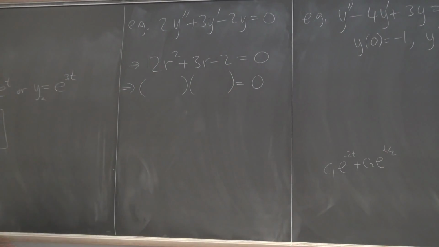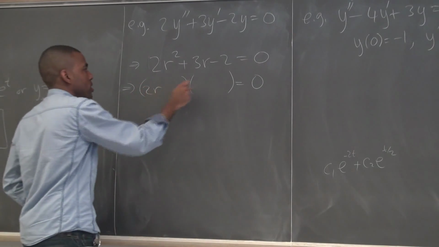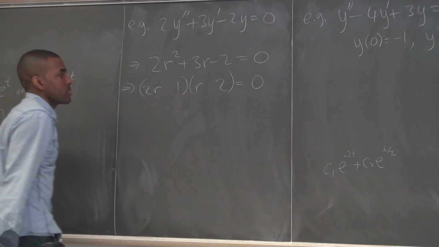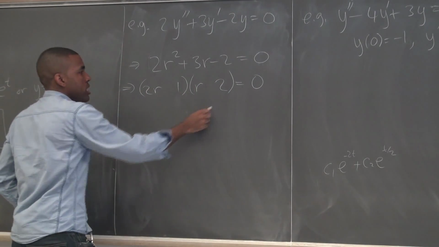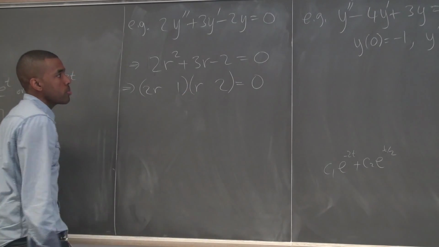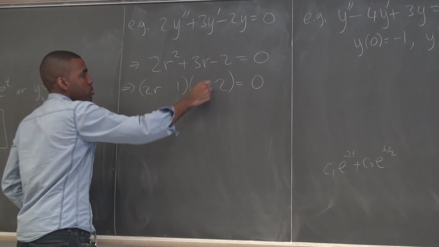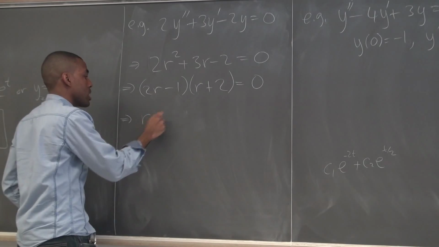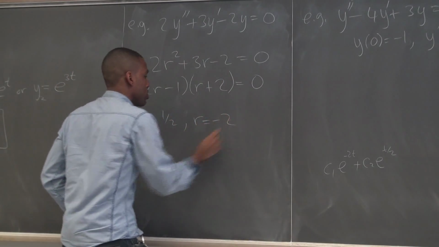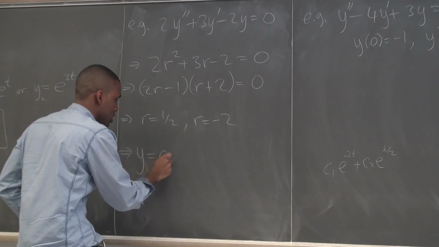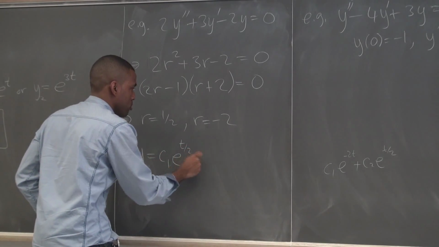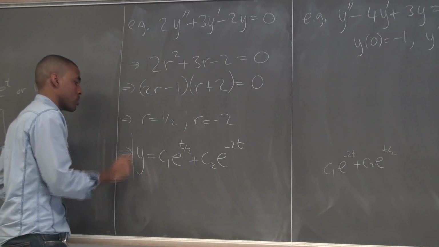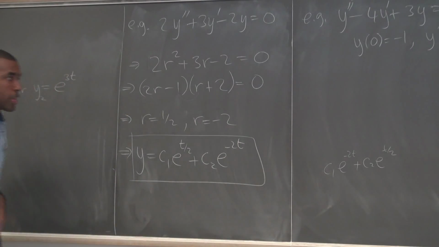We could do the quadratic formula, but I'd probably prefer to factor first. So this here gives us 4, this here gives us 1, and I want to get to a plus 3, so if I take a plus 4 and a minus 1, I get plus 3. That's how we factor. So this means that r is either a half, or r is minus 2, which gives us the solution. y is equal to c1 e to the t over 2 plus c2 e to the minus 2t, which is what was said before. That is correct, the general solution.